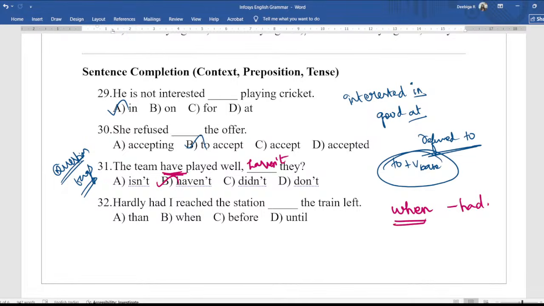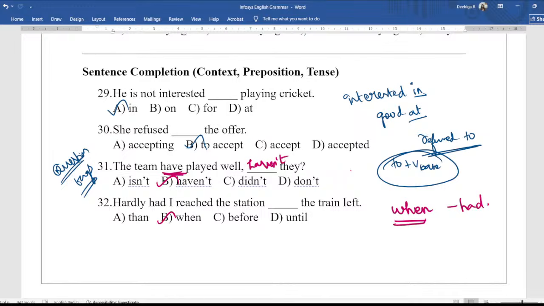So let me explain it this way. You're leaving your home, you arrived at the station and the train had left. So when you were reaching only, the train was leaving. So you use when. Hardly had I reached the station when the train left. Like I didn't even reach the station on time. The train was supposed to come at 2 p.m. I hardly reached at the correct time when the train left.